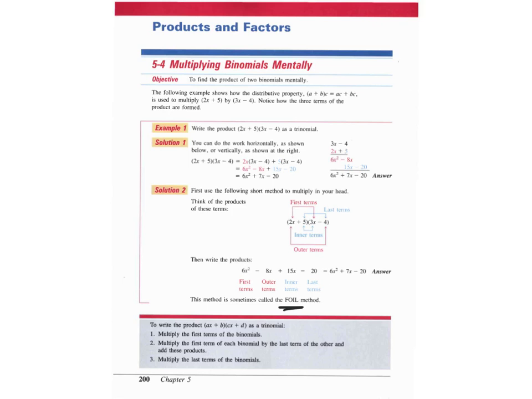Now, this lesson is going to lead us into how we're going to factor. So when we factor trinomials, our answers are going to turn into binomials. So in order to check the answer you think is correct for the factored trinomial, you're going to have to FOIL or multiply your binomials. So being able to do these mentally is going to be really beneficial. So let's try our first example here.